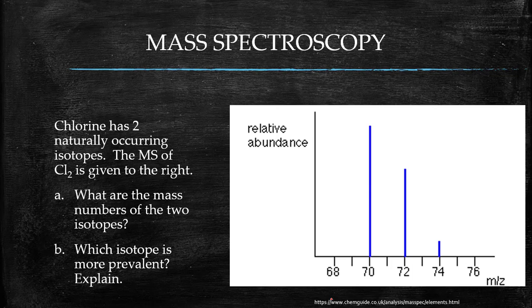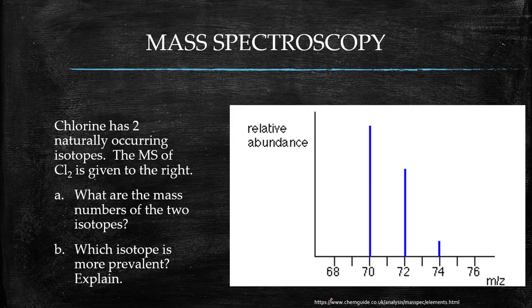So one more problem, it's a little more detailed. Chlorine, a diatomic molecule, has 2 naturally occurring isotopes. The mass spec of the Cl2 is given here. 2 questions. What are the mass numbers of the 2 isotopes, and which isotope is more prevalent? And please explain your logic. Stop, answer the questions, come back, and we'll go through it.